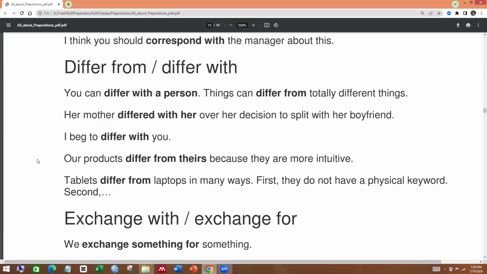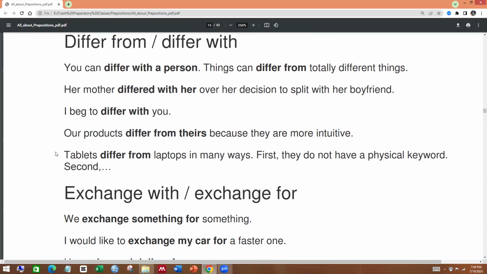Differ with मतलब है कि उनकी जो माँ थी उनका एक different opinion था, so she was having a different opinion than her. Matter कौन सा था? Split with a boyfriend. I beg to differ with you. Our products differ from theirs because they are more intuitive. The tablets differ from laptops in many ways. First, they do not have a physical keyboard, और second जो भी उसमें है, so ये है differ from, differ with, disagreement करना, कोई भी means difference of the opinion, और उसमें we compare the things.